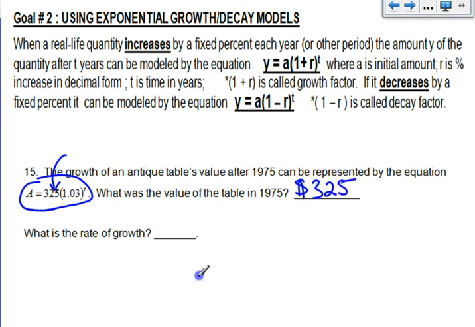And the rate of growth would be, in this case, how far above 100%. We're looking for the R value. So it's 0.03, which we know as 3%. If they asked you for the growth factor, that would have been 1.03, but the rate of growth is just the 3%.